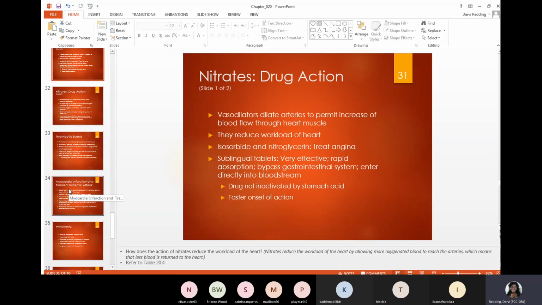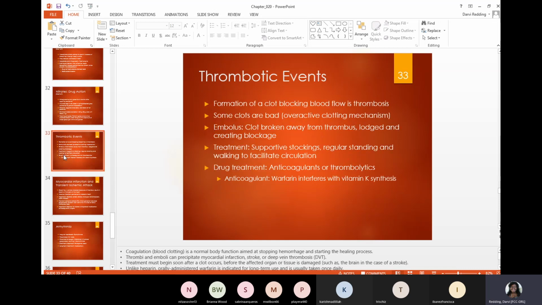So now that I've gone over some of the treatment for angina, we're next going to learn about thrombotic events. So when you hear of thrombotic, thrombosis, that's basically a formation of a clot that's blocking blood flow. That's known as thrombosis. So you have some clots that are really bad, and that's an overactive clotting mechanism. You have an embolus, that's where a clot has broken away from the thrombus and is large and creates blockage.